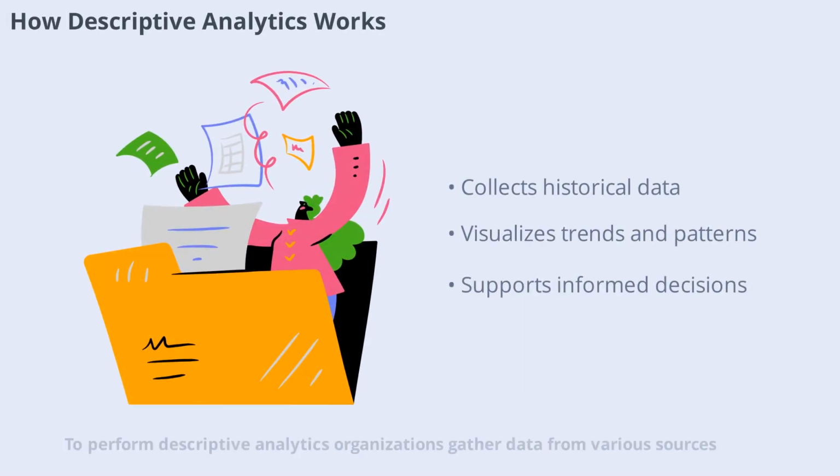To perform descriptive analytics, organizations gather data from various sources, such as sales records, website traffic, or customer feedback. This data is then cleaned and organized to ensure accuracy. Analysts use tools like charts, graphs, and dashboards to visualize the information, making it easier to spot trends and patterns. For example, a company might use descriptive analytics to see which products sold best during a specific period or to track changes in customer satisfaction over time.